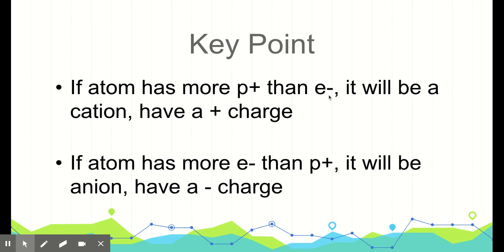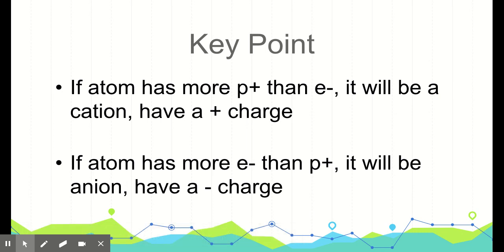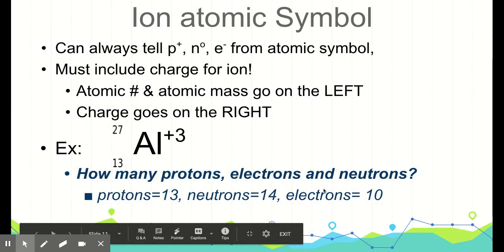So overall, your key point from this is that if an atom has more protons than electrons, it's going to be a cation and have a positive charge. So this would be if it loses electrons, it becomes positive, which is called a cation. If an atom has more electrons than protons, it will be an anion and have a negative charge. So if an atom is gaining electrons, it's accepting electrons in whatever bond it's forming, it's going to take on those negative electrons and have a negative charge.